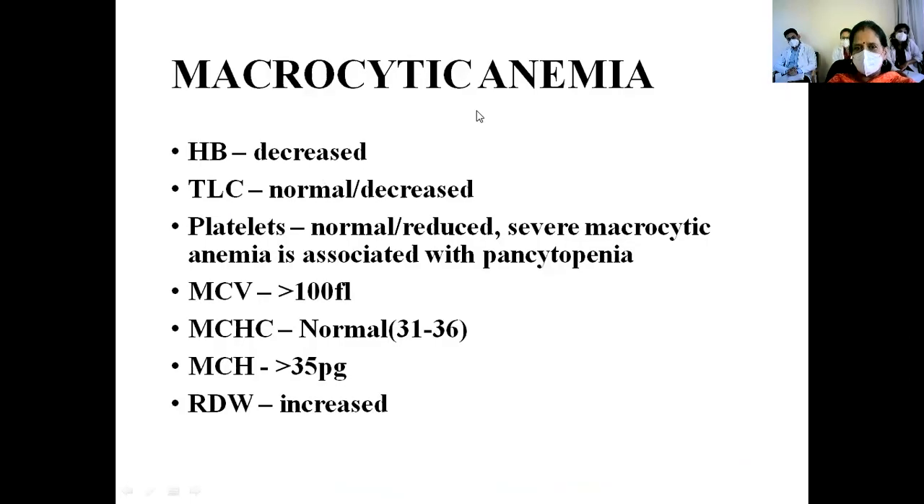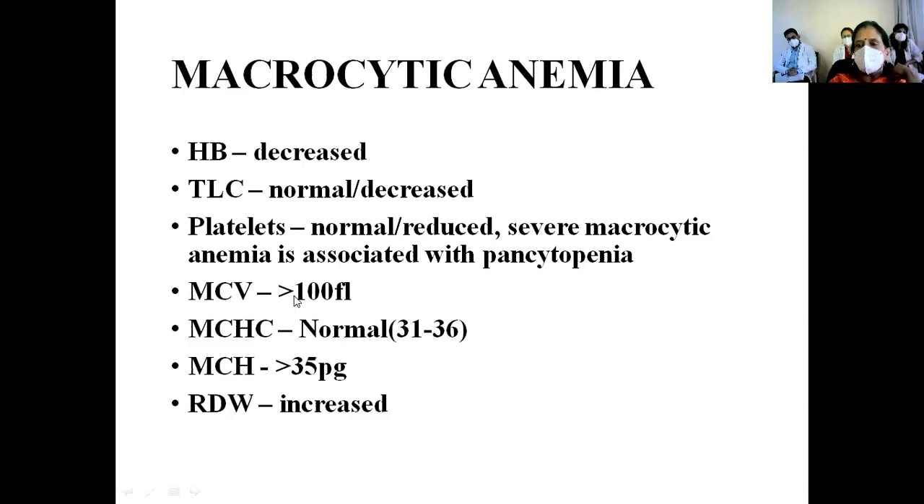So let us summarize macrocytic anemia. Hemoglobin is decreased. Total count is either normal or decreased. Platelet count could be normal or decreased. But we should remember, when hemoglobin is reduced, RBC count is decreased, total count is decreased, and platelets are also decreased. All three together, we call it pancytopenia. So with oval macrocytes in the blood, it is a pancytopenic presentation of macrocytic anemia. That means they can present with pancytopenia.